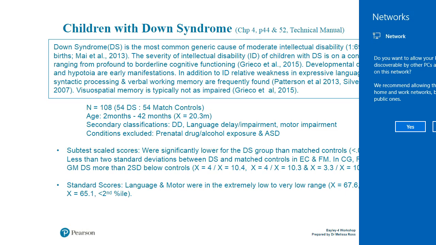In a sample of 108 children, 54 Down syndrome and 54 matched controls, subtest scale scores were significantly lower for the Down syndrome group than matched controls. In cognitive, receptive communication, and gross motor, children with Down syndrome performed more than 2 standard deviations below controls, and less than 2 standard deviations was evident between Down syndrome and matched controls in expressive communication and fine motor. The standard scores for language and motor were in the extremely low to very low range.